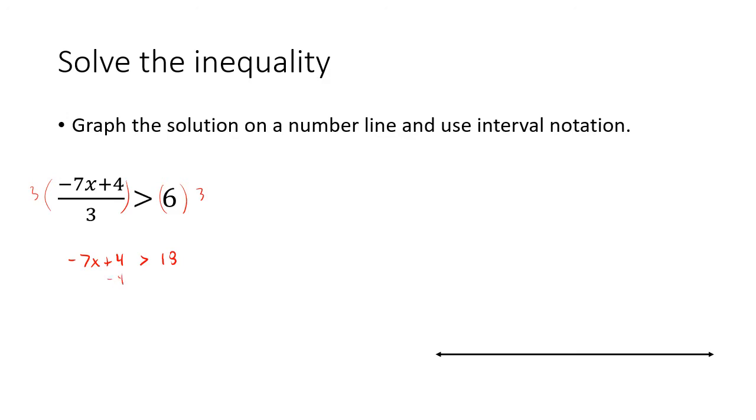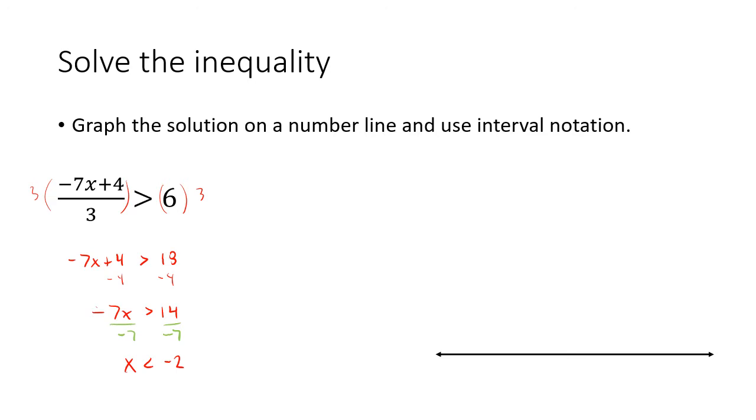Subtract 4 from both sides. That is the subtraction property of inequality. Negative 7x is greater than, what is this? 14. Okay, now we're going to divide both sides by negative 7. And in doing so, we have just flipped the relationship here. So we're going to have to flip the sign. I'm going to write down our next step. x is less than negative 2.